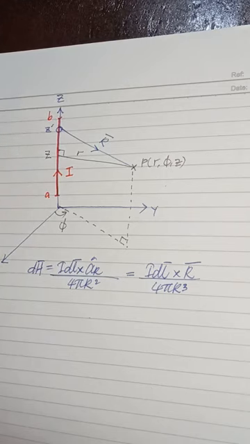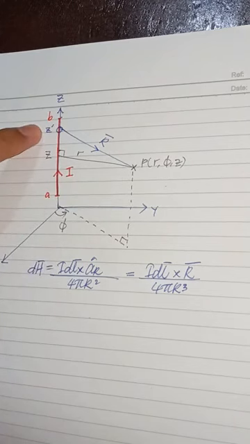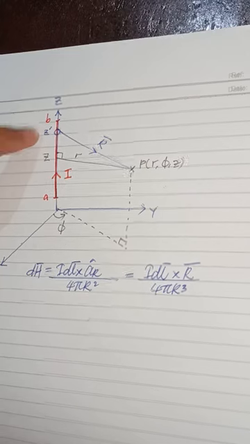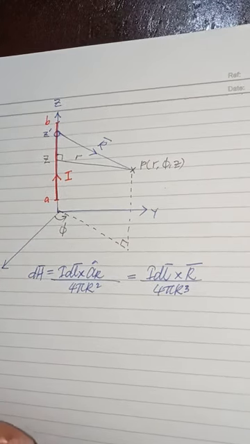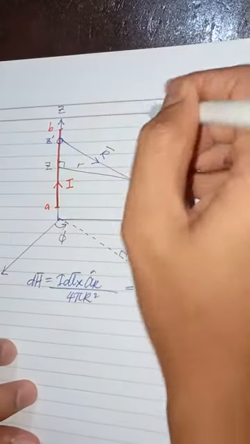So just put it anywhere and label it differently as Z prime, because here we already have Z. So use another form of labeling. Here we put Z prime to make it different from the position of the point of interest. So that's the position of our current element. It must be anywhere within the line current. Okay, so from this diagram we can get the R vector as shown here.